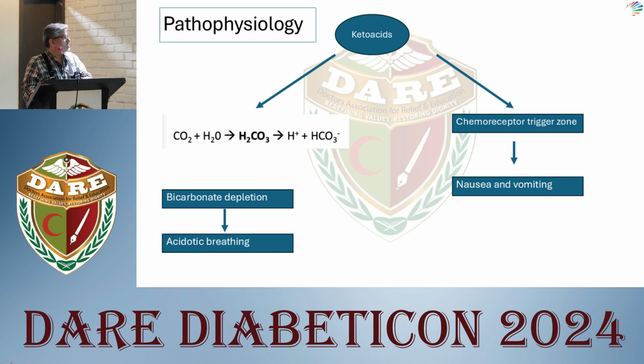And then when there is ketoacidosis, this is going to stress the kidneys. The kidneys, as a compensation, will start losing a lot of bicarb, and that will lead to depletion of the bicarb and acidotic breathing.